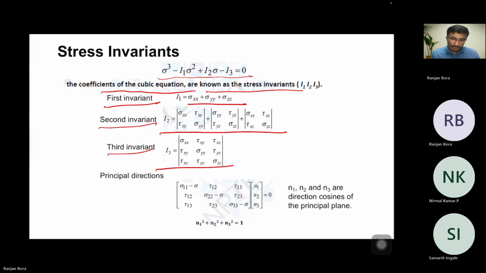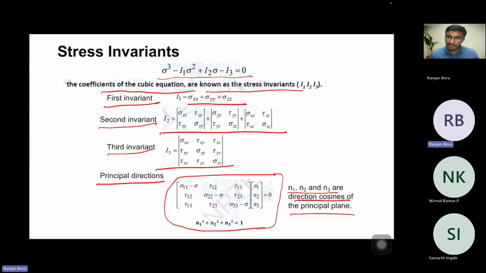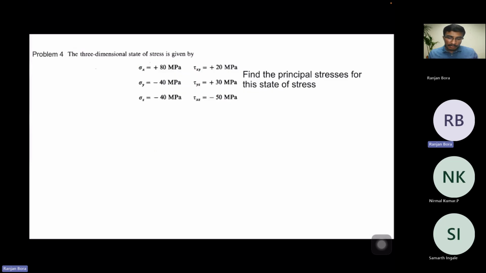And to calculate the principal directions, we need to solve this equation. Here n1, n2, and n3 are the direction cosines of the principal plane. Now we'll solve one problem related to this.